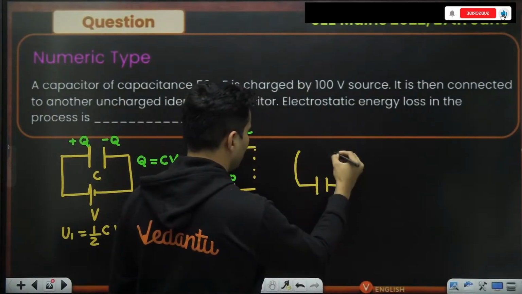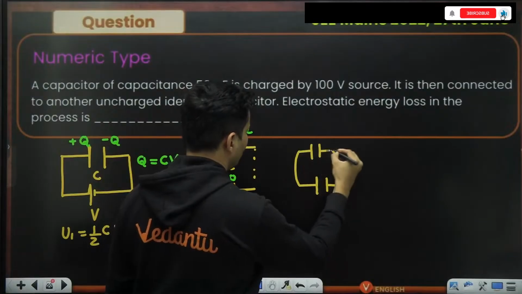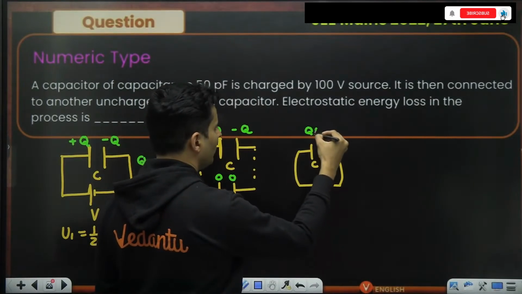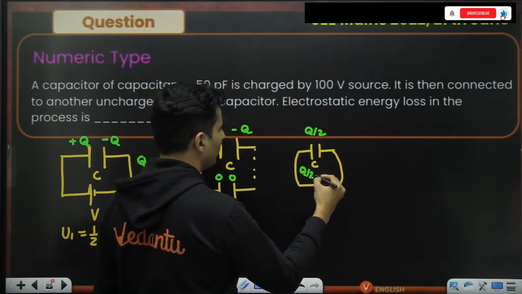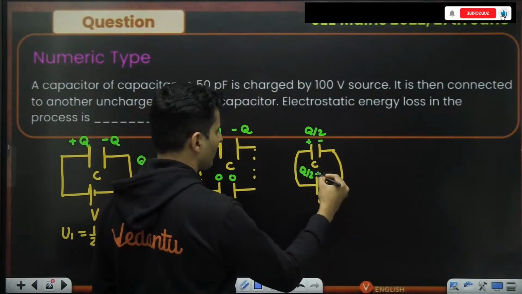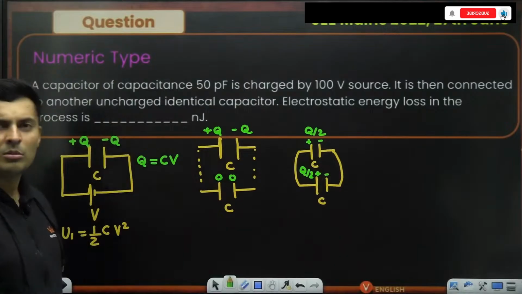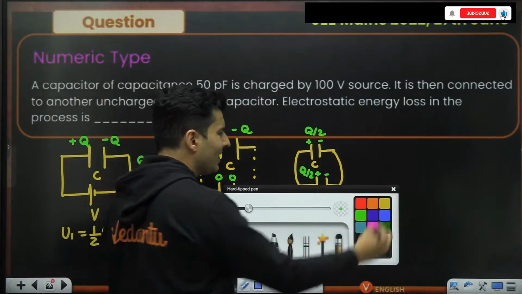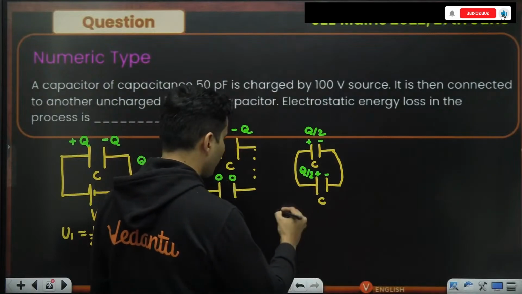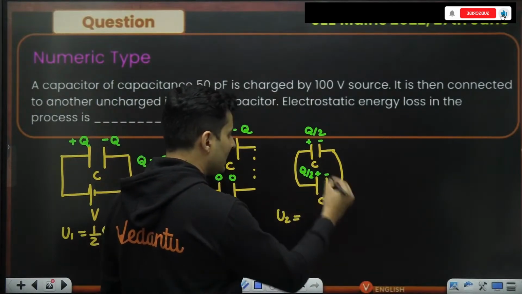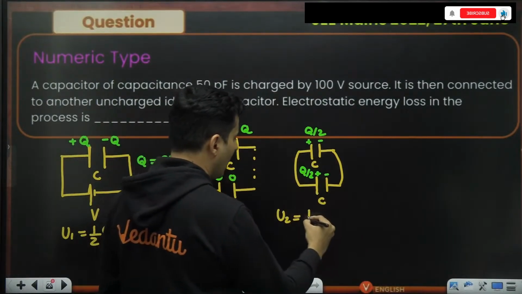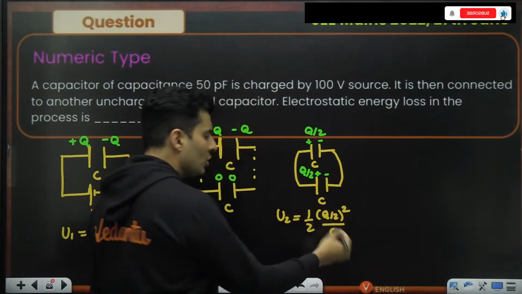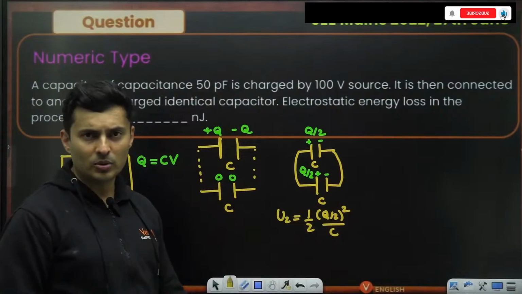This capacitor over here and this capacitor over here, this is C, this is C. Charge will get distributed equally. This will be Q by 2 and this will also be Q by 2, plus minus, of course. Perfect. So now, in this final scenario, how much is the new energy stored? U2 will be, for each capacitor, half Q by 2 whole square by C. Q square by C, half times, is the energy stored in a capacitor.